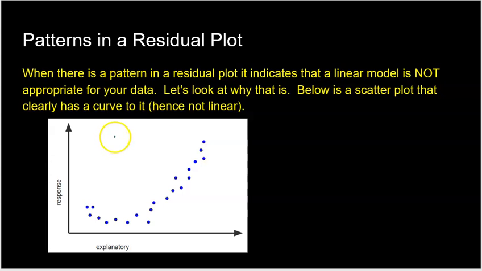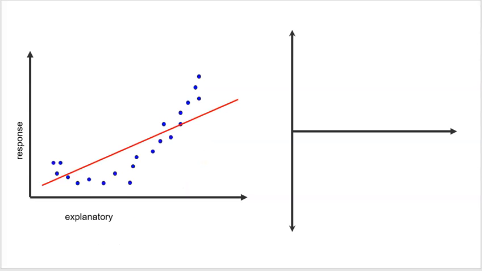But let's just play dumb for a second and think, well, maybe I should put a line through this data, and it would look something like this. Now, come on. Clearly that red line is not a good model. It doesn't model the data. But maybe for a second I thought it did. But what I want to emphasize now is, what would the residuals look like?